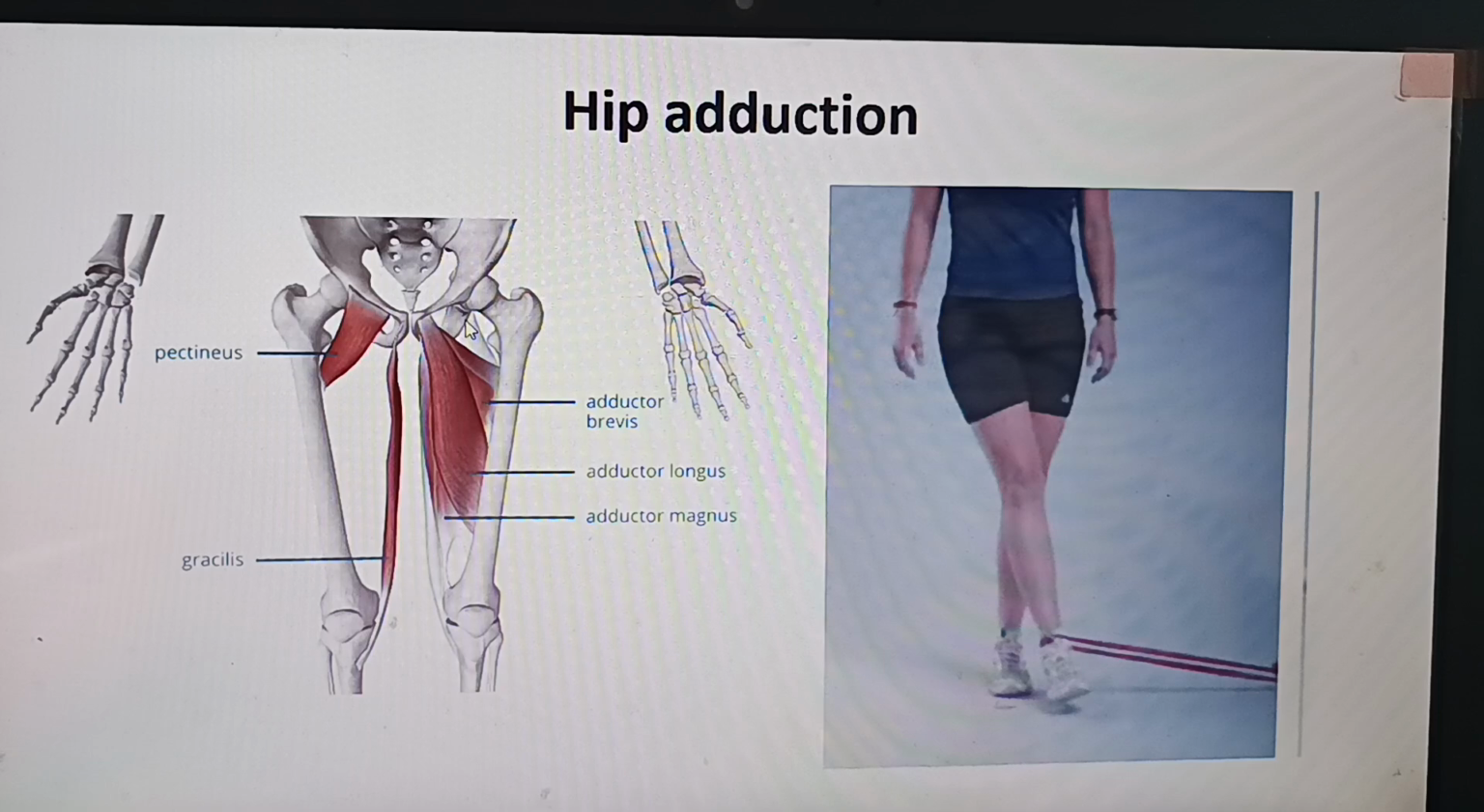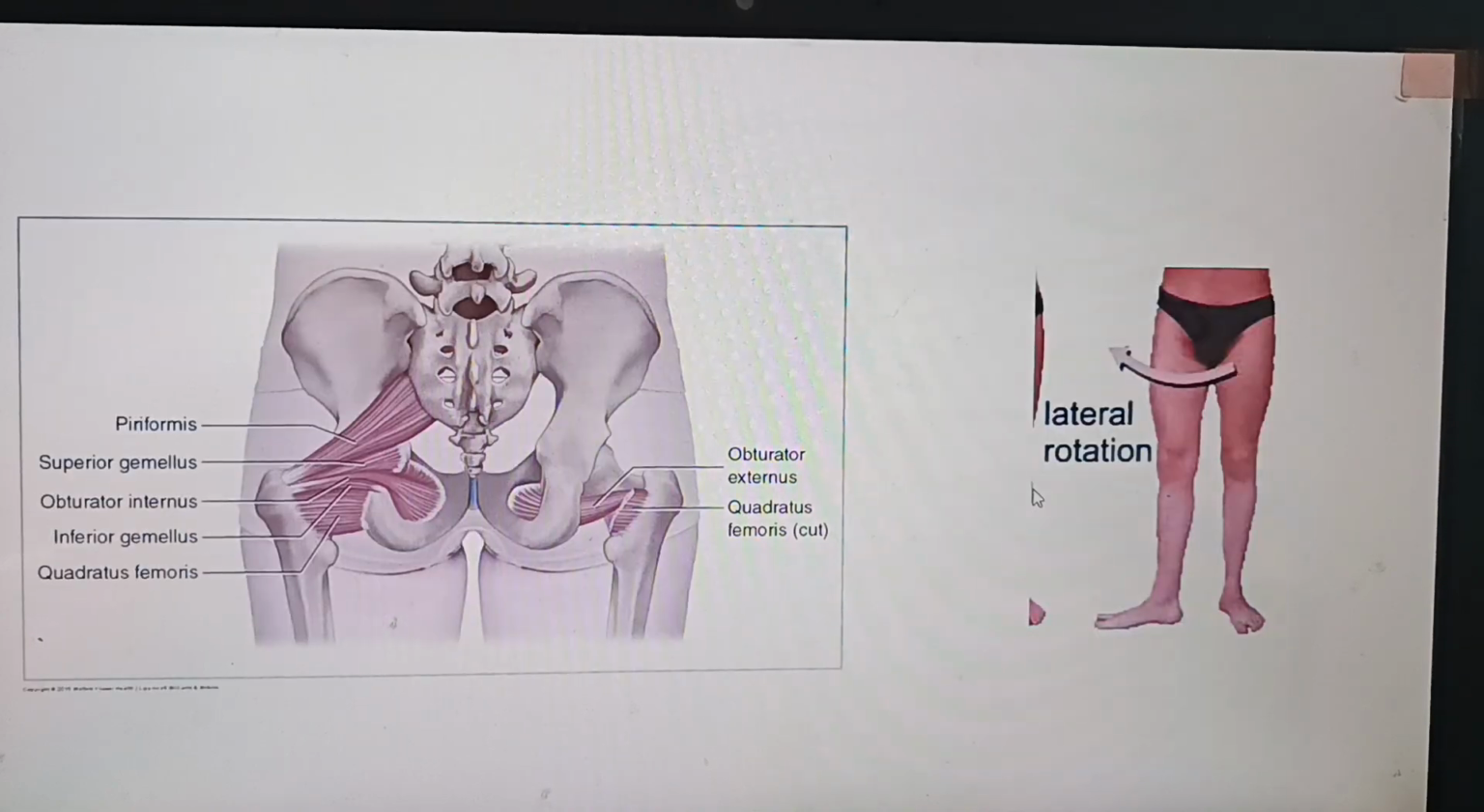ischiopubic ramus like this. The ischium is behind, the pubis is in front. So from the lateral surface of the ischiopubic ramus, you can see the adductor muscles, namely brevis, longus, and magnus. All these are getting inserted to the medial lip of the linea aspera behind, as well as the adductor tubercle here. So a contraction will definitely cause medial movement of the hip joint. As you can see, the red tag is pulling it medially. So that is the action of adduction.